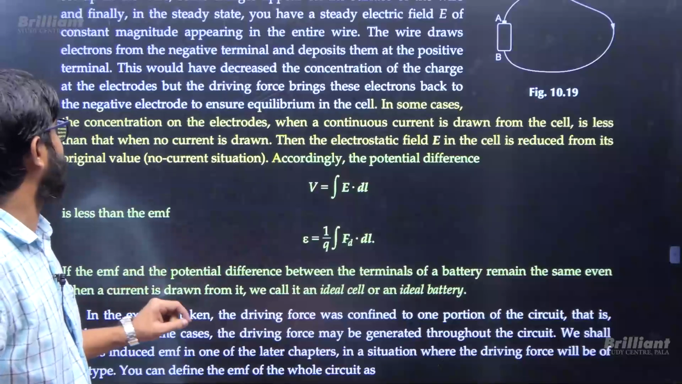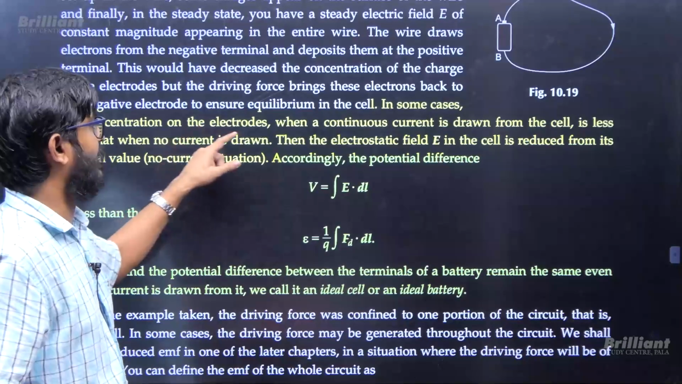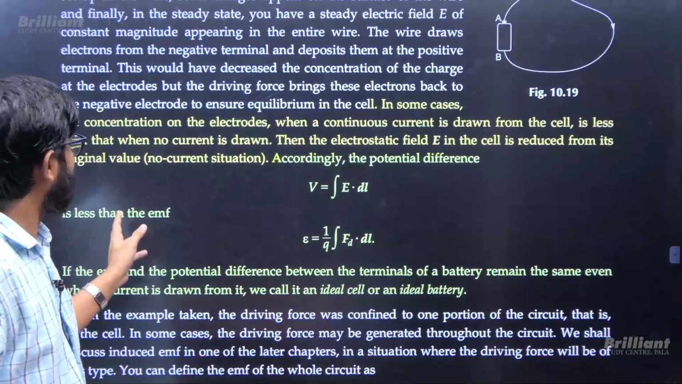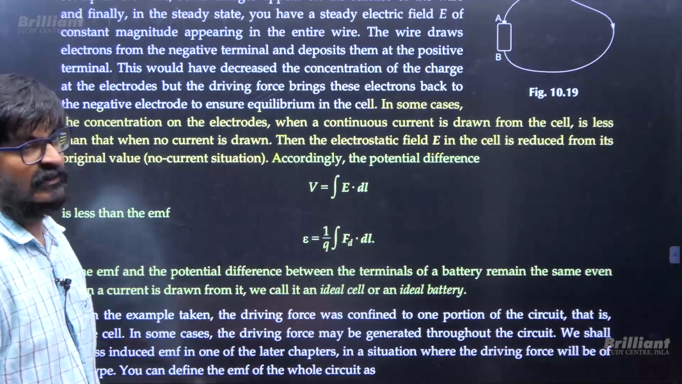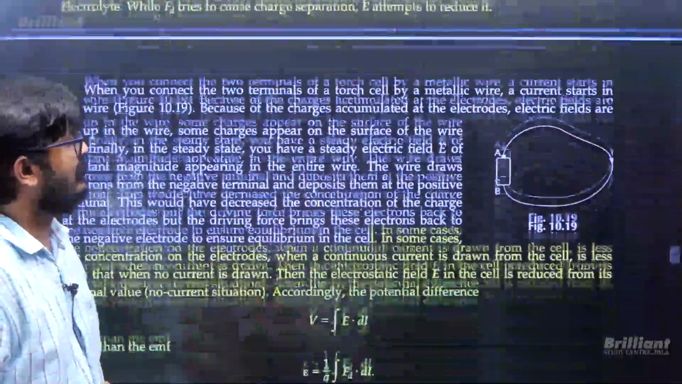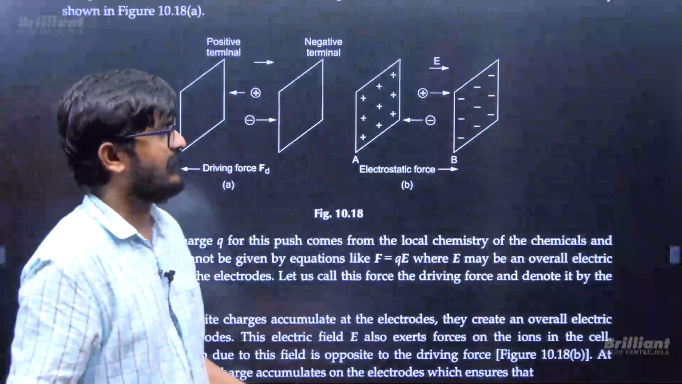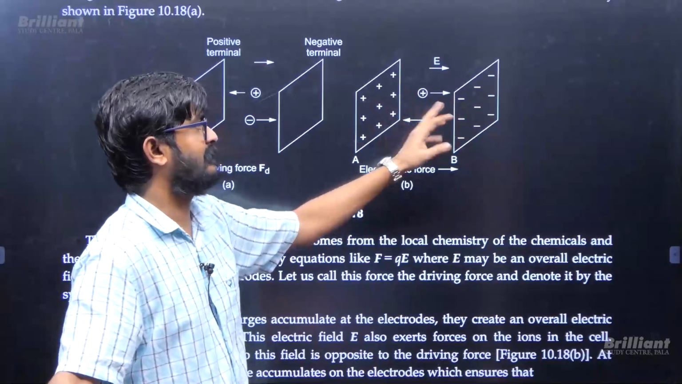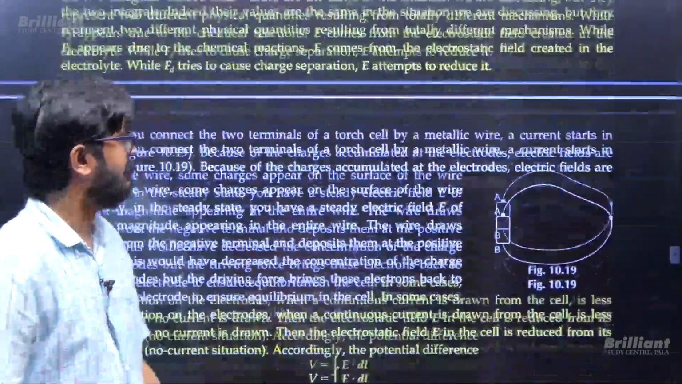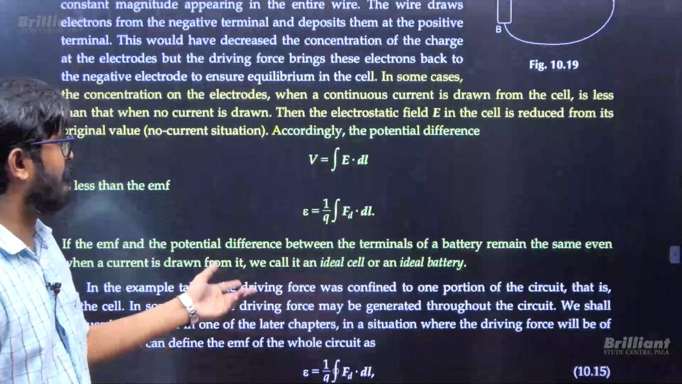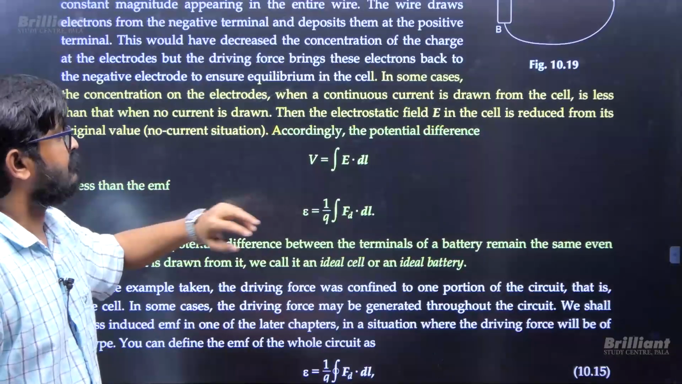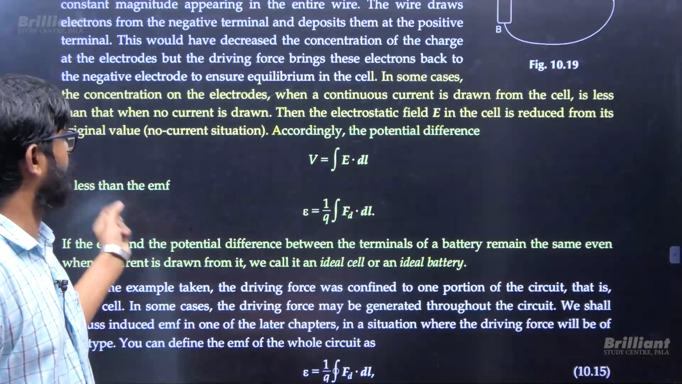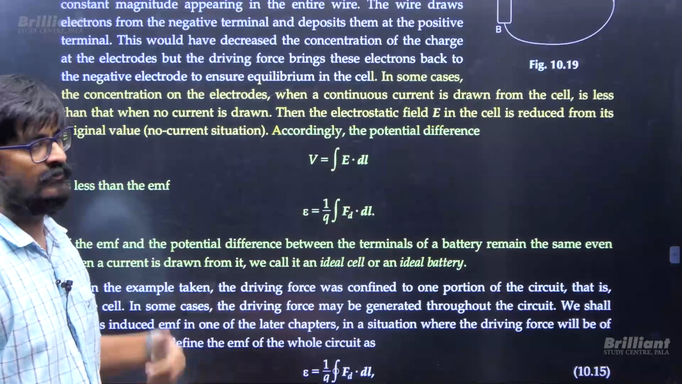Now, in some cases, the concentration on the electrodes when a continuous current is drawn from the cell is less than that when no current is drawn. That makes sense because when current is continuously getting drawn, we don't see that equilibrium situation achieved with the same charges, right? So it is in dynamic equilibrium or something like that. Then the electrostatic field E in the cell is reduced from its original value. Original value in the sense when no current.